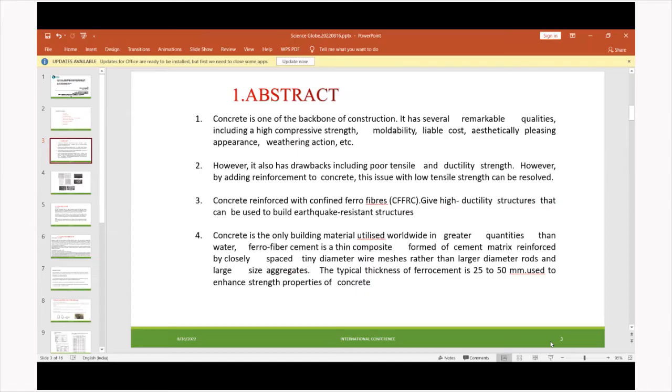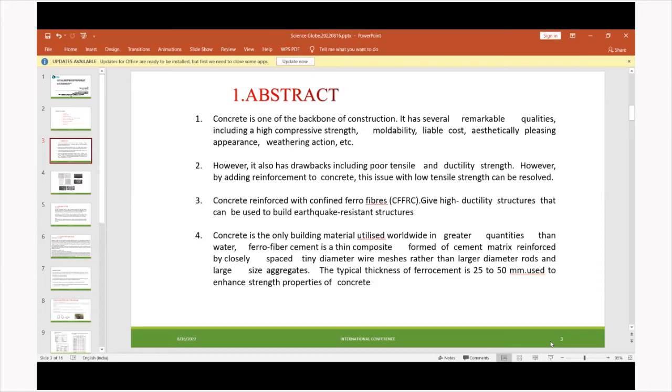These drawbacks can be overcome by placing some reinforcement. The issue of low tensile strength can be resolved. Concrete reinforced with confined ferrofibers gives a highly ductile structure that can be used to build earthquake resistant structures. Concrete is the only building material utilized next to water. Ferrocement is a thin composite form of cement matrix reinforced by closely spaced tiny diameter wire meshes rather than large diameter rods or large size aggregate.